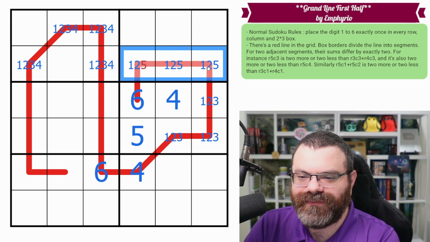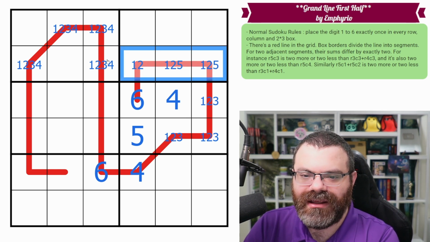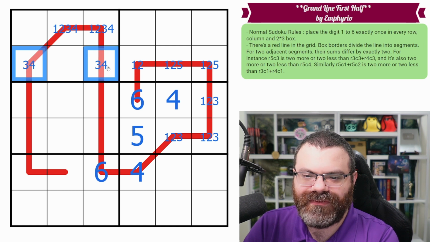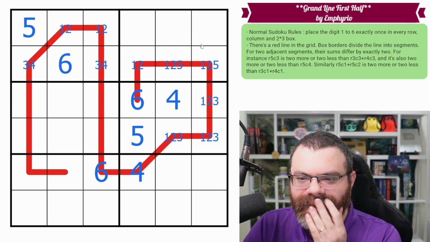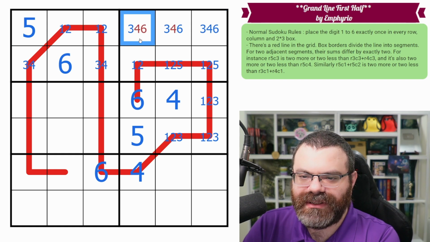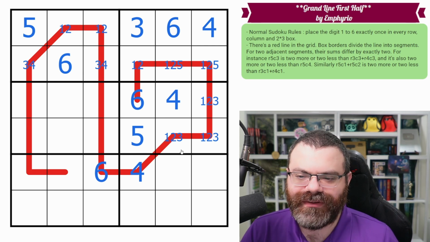So this has to be 1, 2, 5. That's not a 5. Okay, so now that we know that's 1, 2, 5, these cannot be 1, 2, so that's a 3, 4 pair, and these are 1, 2. That actually places the 5 here and the 6 here. And these are 3, 4, 6. This can't be 4 or 6, so that's our 3, that's our 6, that's our 4. Nice. That's really good progress there.